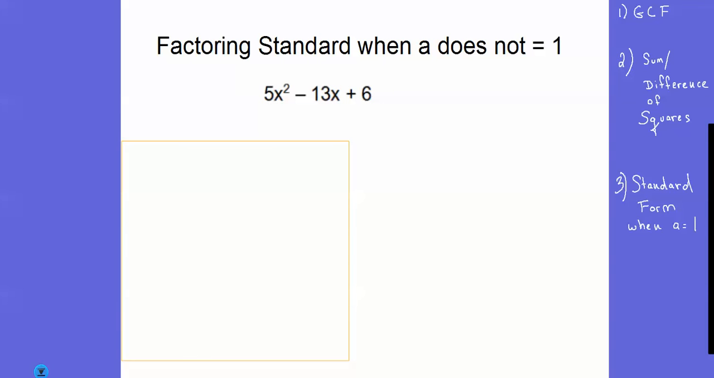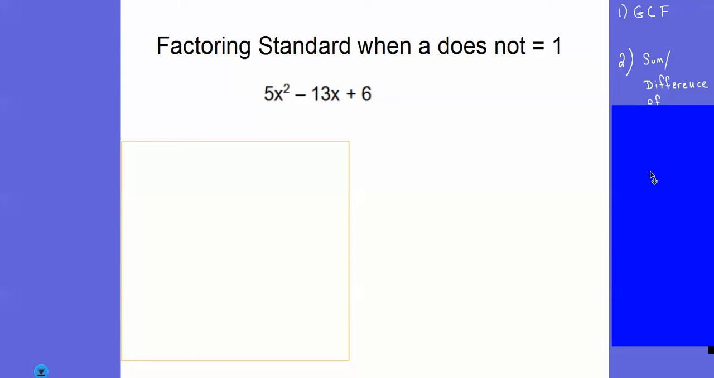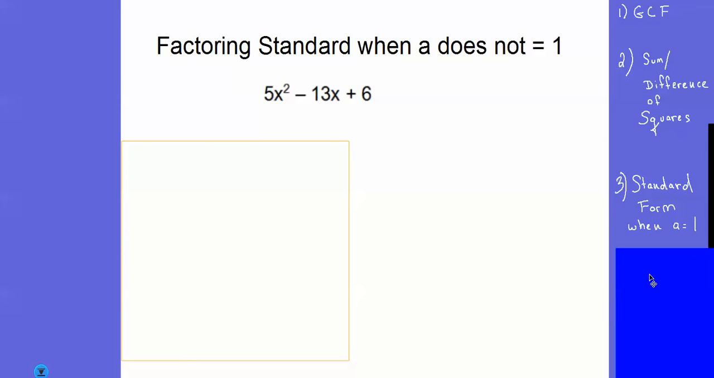Alright, this is the fourth video in the factoring set. Remember that our first video was all about the GCF. The second video talked about the sum and difference of squares. And the third video spoke about standard form when a was equal to 1. What we are dealing with here is now that a is not equal to 1.